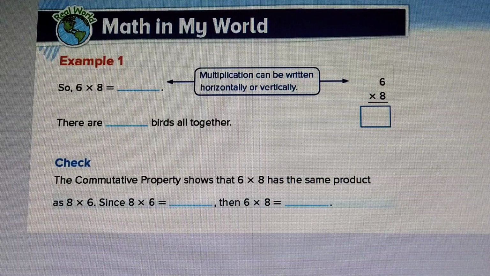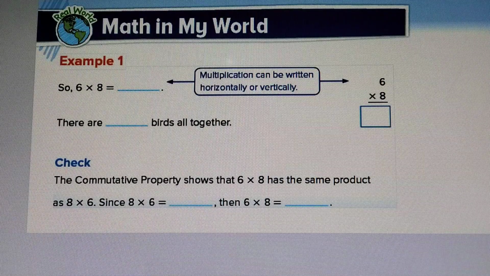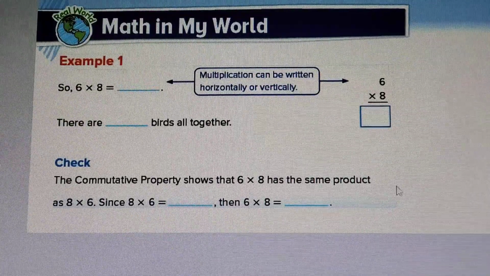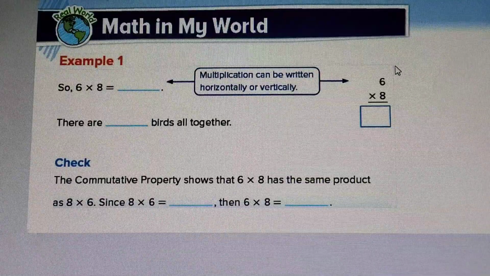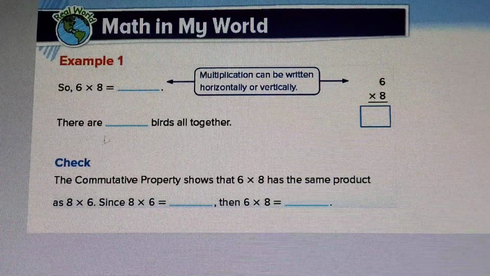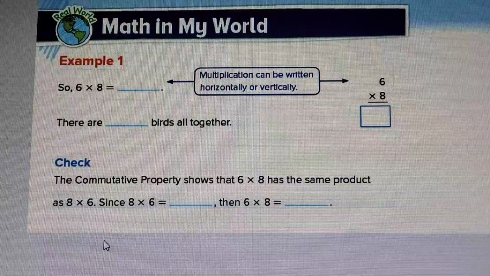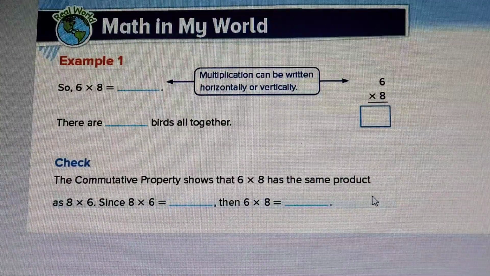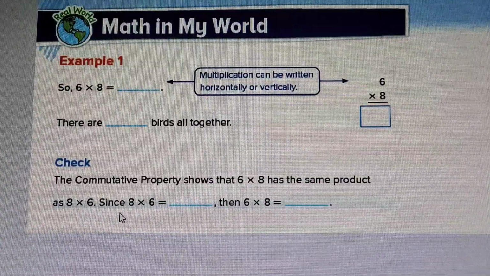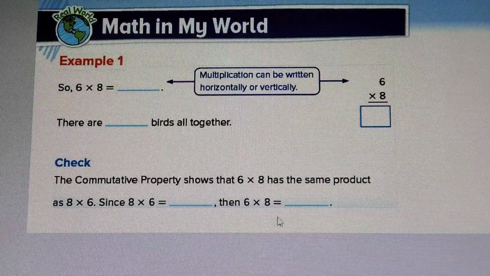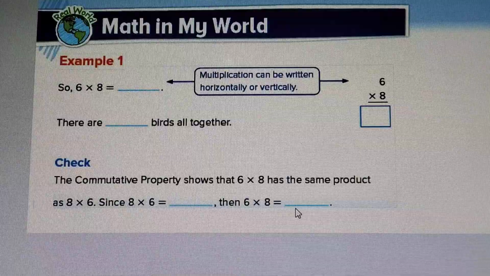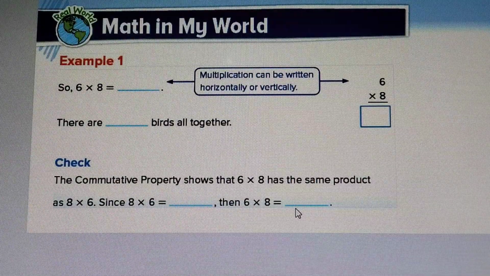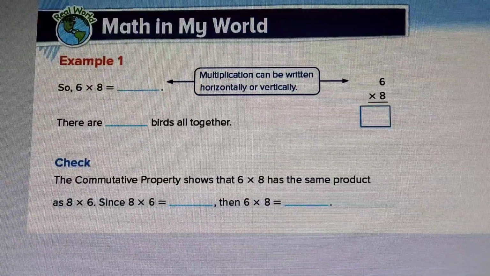Multiplication can be written horizontally or vertically. So this right here would be a multiplication sentence, and this is a multiplication problem like what you have on flashcards. There are unknown birds altogether. The commutative property shows that 6 times 8 has the same product as 8 times 6. So these two products, answers, will be the same. I also told you a little rhyme about 6 times 8, and maybe you remember that answer.